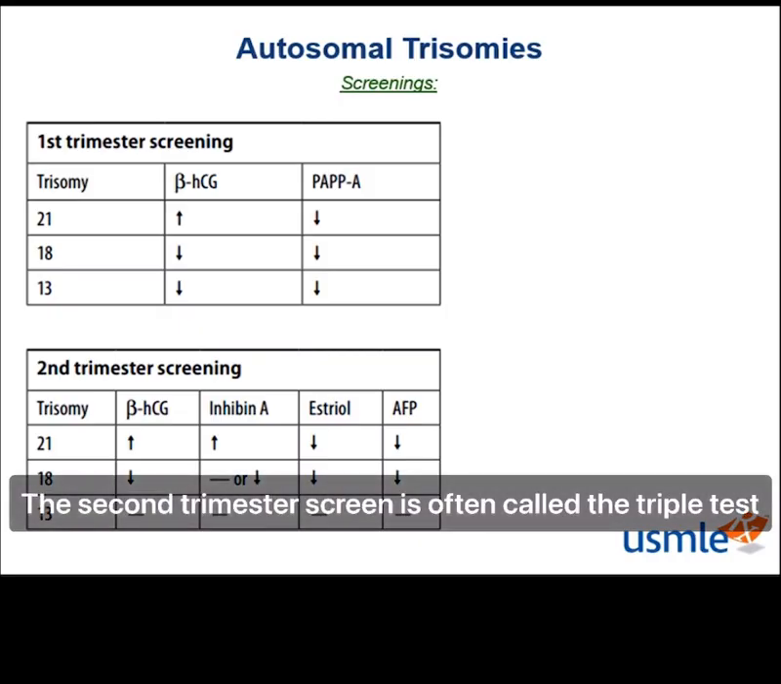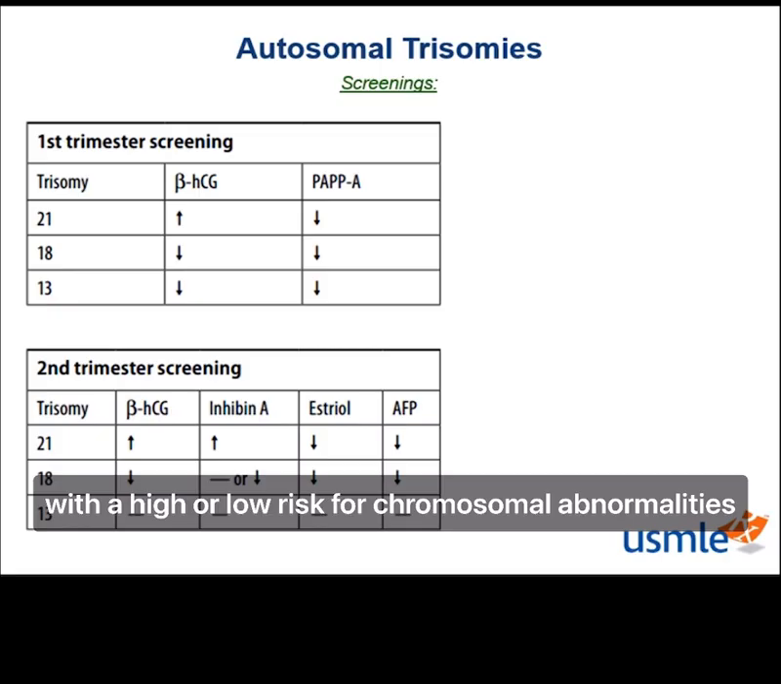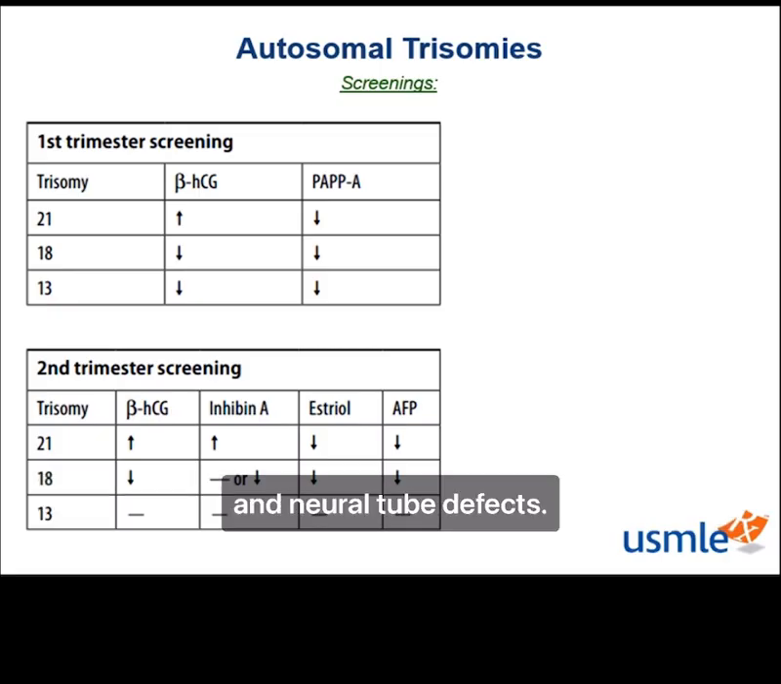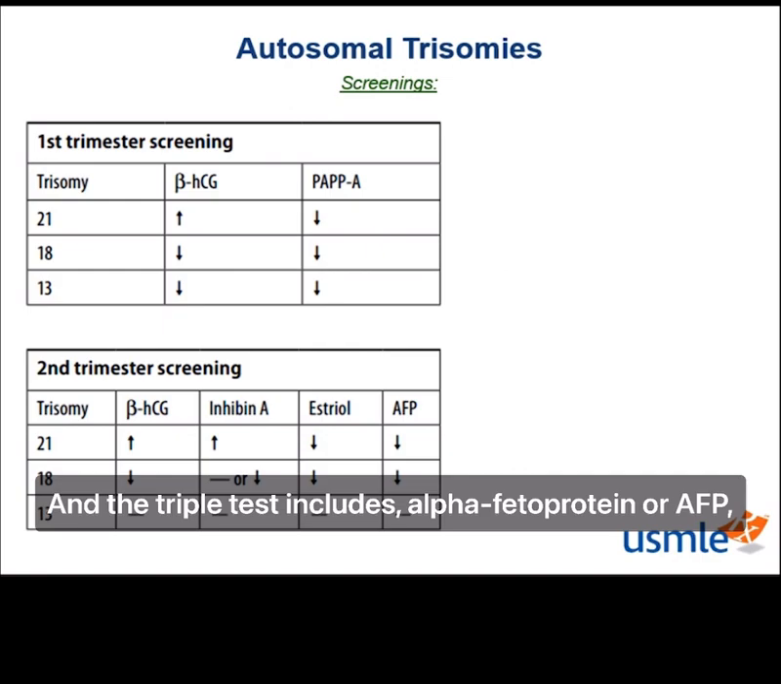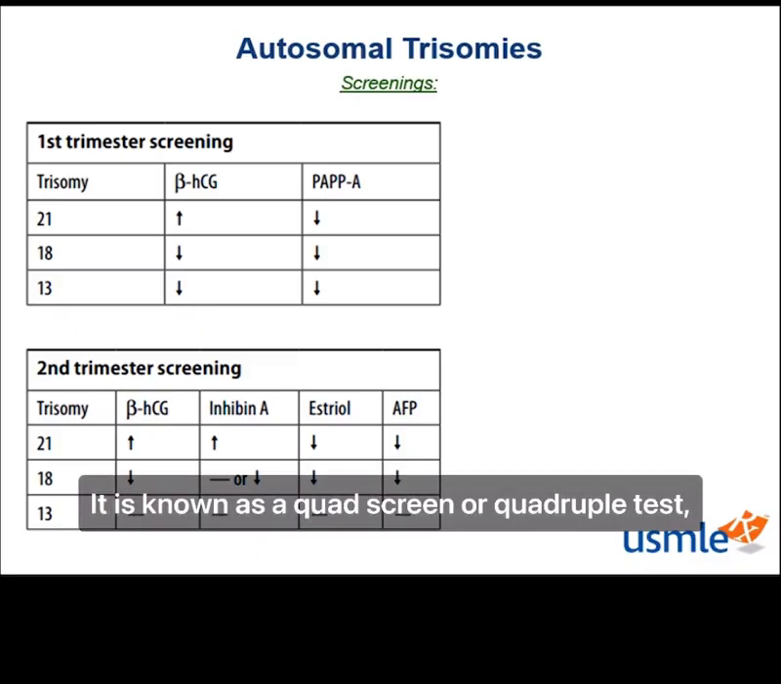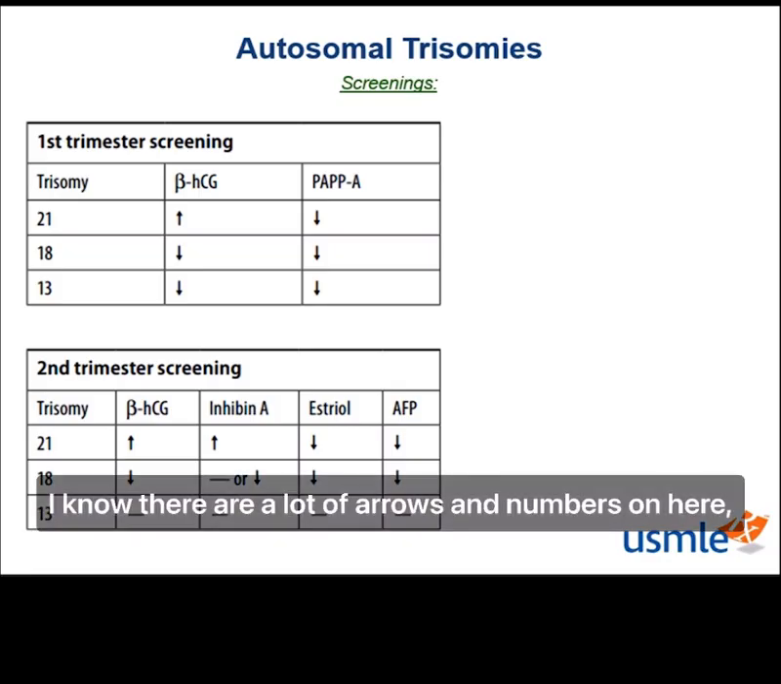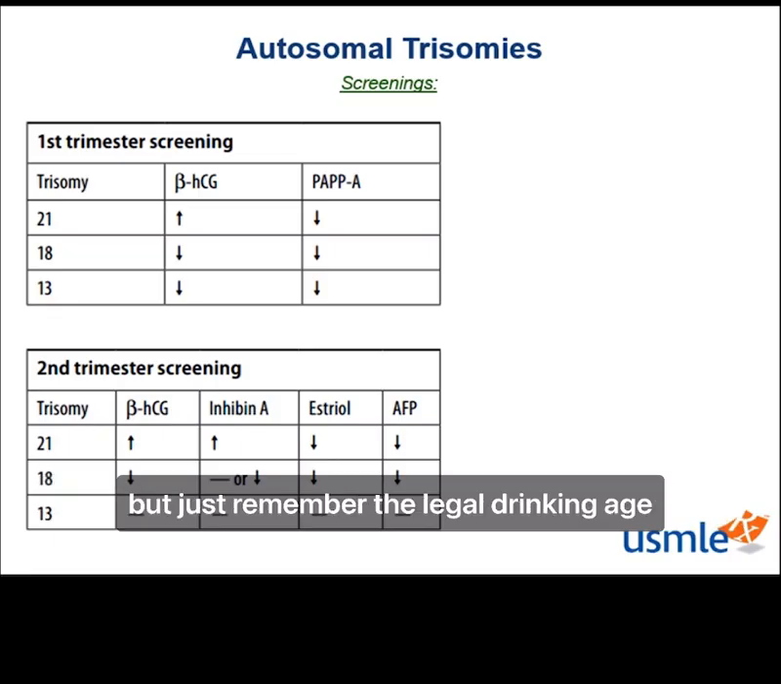The second trimester screen is often called the triple test to help determine if a patient has a fetus with a high or low risk for chromosomal abnormalities and neural tube defects. And the triple test includes alpha-fetoprotein, or AFP, estriol, and beta-HCG. It is known as a quad screen or quadruple test if inhibin A is added to increase sensitivity and decrease our false positive rate.